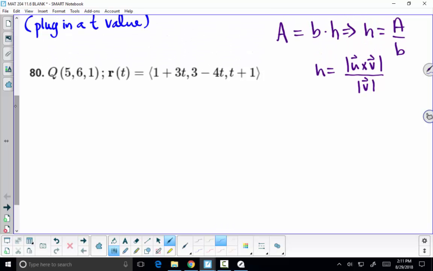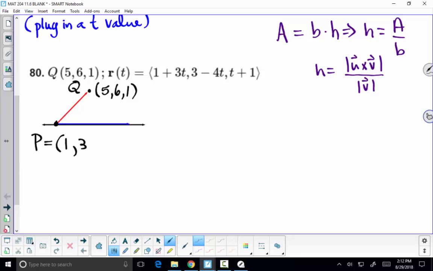Let's try it. All right. So I find it useful to draw a sketch every time just to keep things clear in your head, what's what. This is the picture I want to have in my head. Q is not on the line. That's Q. What would P be? 1, 3, 1. So P is going to be 1, 3, 1.